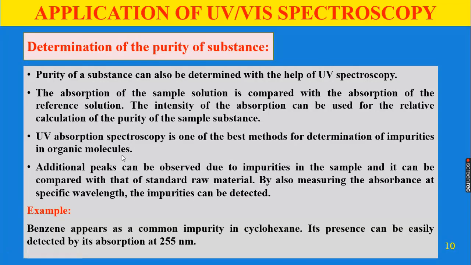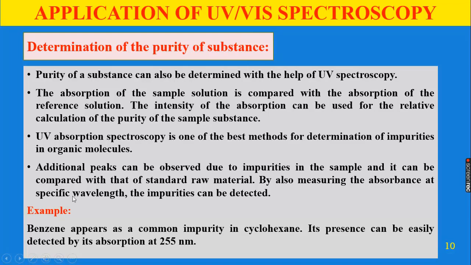The third application is determination of the purity of the substance. UV visible spectroscopy also helps us to determine the purity of the compound in some way. The absorption of the sample solution is compared with the absorption of the reference solution. First we run the reference or standard solution and then our sample, and compare their absorption spectra to determine whether it is pure or impure.